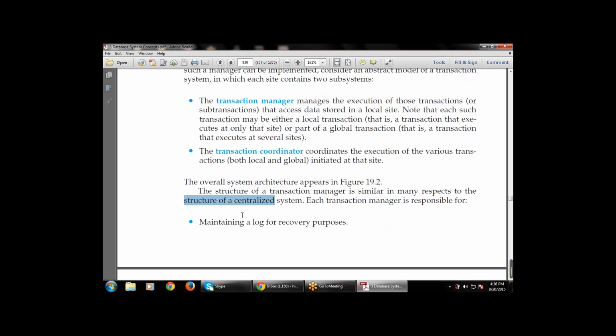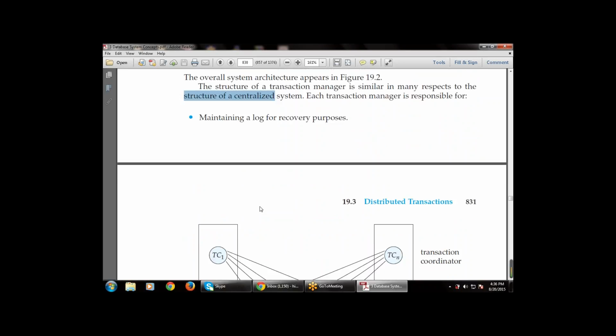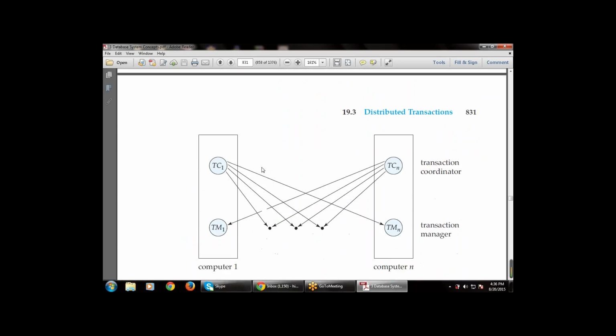Each transaction manager is responsible for, what are the various responsibilities of a transaction manager? First of all, maintaining a log for recovery purposes. If there is any recovery, we maintain a log side by side so that in case of failure, when the failure is removed, the data recovers. After that log, we have to maintain the local database.